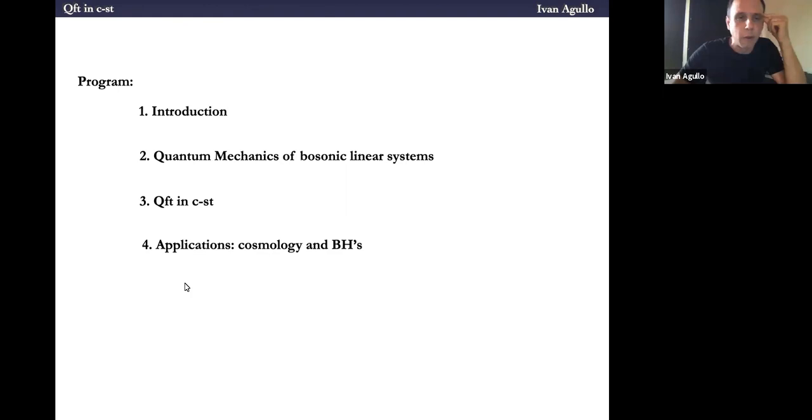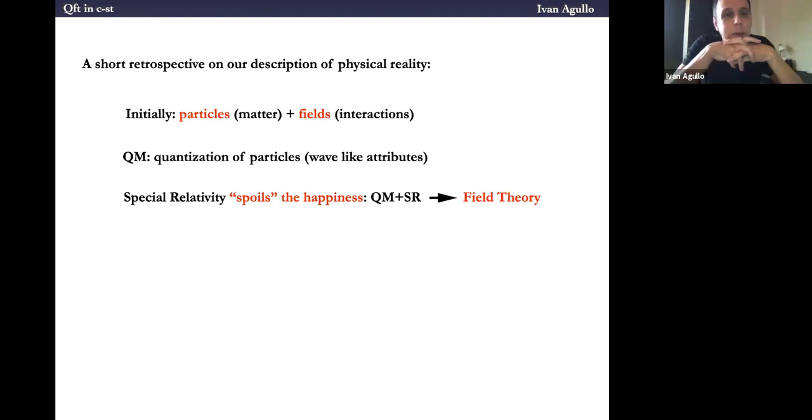So, introduction. Let me just give you a short retrospective on our description of physical reality. And I like to think in these global terms. Initially, since physics became an organized science, starting with Galileo, Newton, etc., we divided physical reality into two entities: particles describing matter, with well-defined positions, velocities, momentum, etc., and fields describing the interactions or forces between them. Then quantum mechanics appears, and we are able to quantize matter and provide it with some wave-like attributes. But still, we are describing particles. Particles are indestructible.